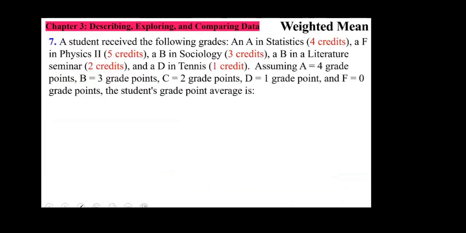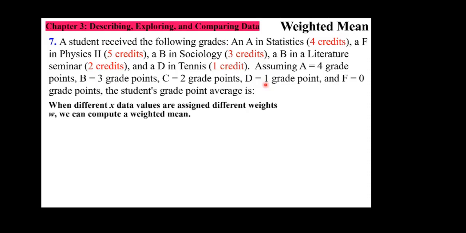The student received the following grades: an A in stats, 4 units, F in physics, 5 units or 5 credits, a B in sociology, 3 units, a B in literature, 2 units, and a D in tennis, 1. Assume A is 4, B is 3, C is 2, and D is worth 1 grade point, with F being 0. We want to find the GPA. And this is important for you because that's how your GPA is calculated.